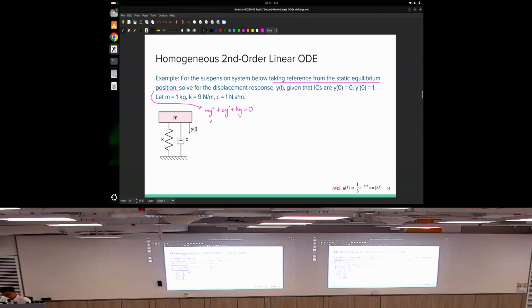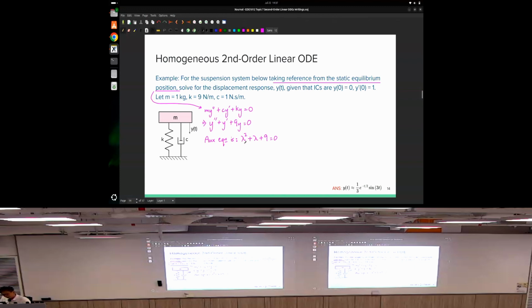Because the mass, k and c are given, you just sub in. So we have y'' + y' + 9y = 0, because we are just substituting in the parameter values given. Now we write down the auxiliary equation. The y'' here is just lambda squared, y' is just lambda, and 9y is just plus 9. You can just replace the number of primes by the power.